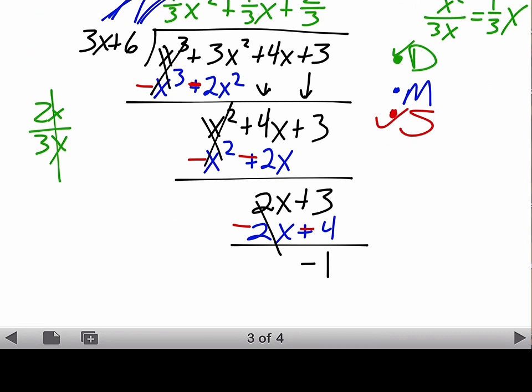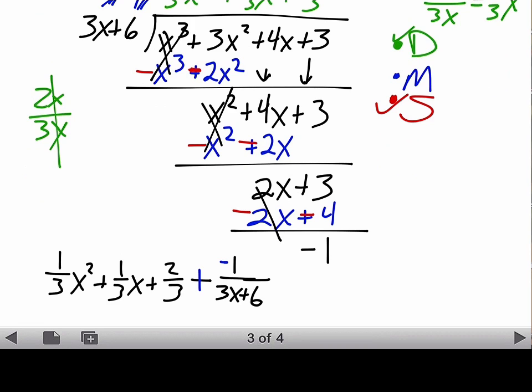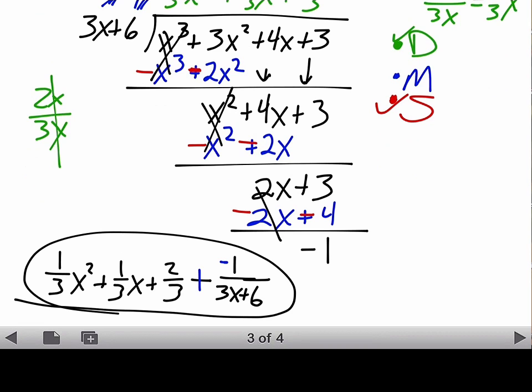I'm going to write it as quotient 1/3 x squared plus 1/3 x plus 2/3 plus remainder over divisor, but check it out, the remainder is a negative 1. So I can put that as negative 1/3x plus 6. If you really wanted to, you could say it's plus with the negative 1 in the numerator there. I don't really care. I'm going to say that's good enough for me.